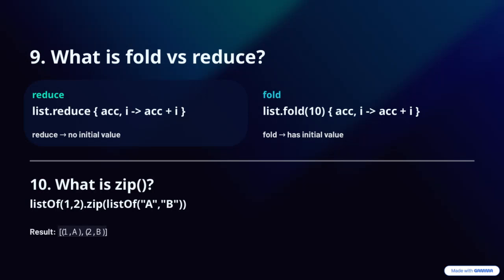So let's take a closer look at this example. We have a result that pairs the number 1 with A and 2 with B when we use the zip function on the list of 1, 2, and the list of A, B. It combines elements from both lists into pairs, creating a list of pairs like (1, A), (2, B). This is really useful when you want to combine two related lists into a single list of pairs, making it easier to process corresponding data together.